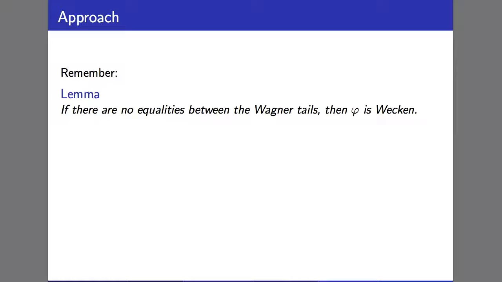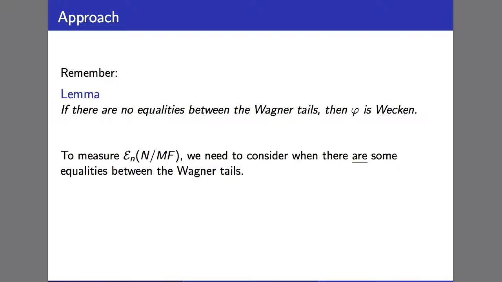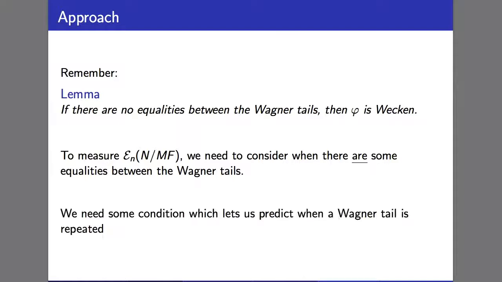So here's our basic approach. Remember, we said this already. If there are no equalities between the Wagner tails, then the map is beckon. To look at the ratio here, I want to consider some cases when there are some equalities between the Wagner tails. I want some condition which lets us predict when a Wagner tail will be repeated. By that I mean the Wagner tail equalities mean you see the same word 2 times in that big list. So when can we predict when one of the Wagner tails will be repeated?